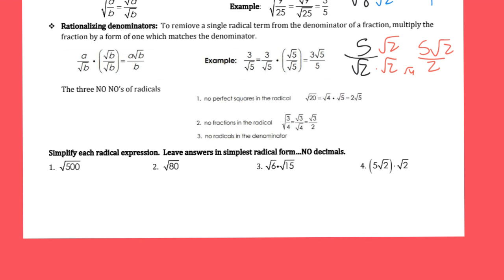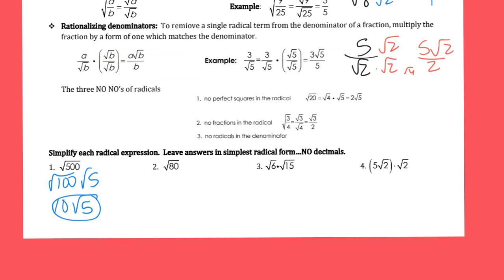And so the question is, do you know any perfect square factors that divide into it? Well, the biggest perfect square factor that goes into 500 is 100. So it'd be 100 times 5. Always put the one you know first. So the square root of 100 is 10. And so this would be 10 times the square root of 5. Okay, so that's how you break down the square root of 500.